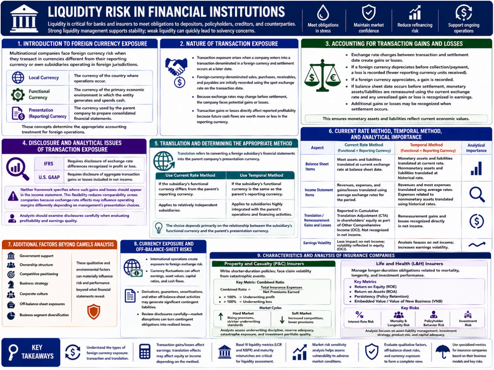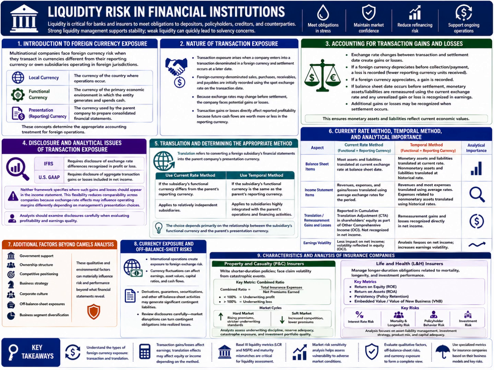Characteristics of insurance companies. Insurance companies differ from banks because their primary business involves underwriting risk rather than transforming deposits into loans. Insurance firms collect premiums in advance and invest those funds until claims must be paid. This accumulated pool of investable funds is known as float.